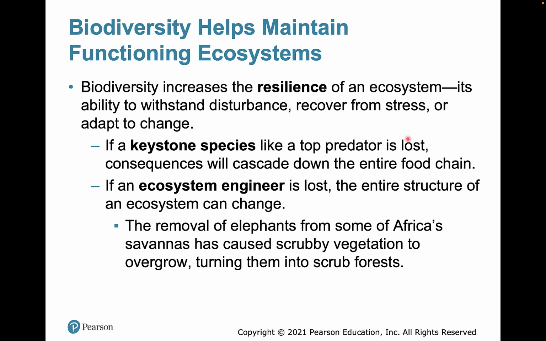We're going to talk about keystone species and ecosystem engineers. Beavers are an ecosystem engineer. The African elephants are as well, because they stomp on the tree seedlings, right, to keep them from growing. So when you have removed them, the elephants are not tromping on the tree seedlings, so what winds up happening is that they grow into scrub forests, which then changes the ecosystems and the biomes, which we're going to talk about in the next couple chapters, on the earth, which is not good. It's changing ecosystem diversity.